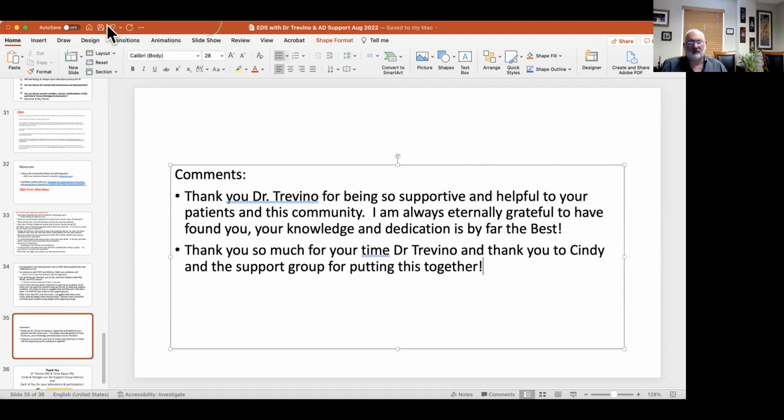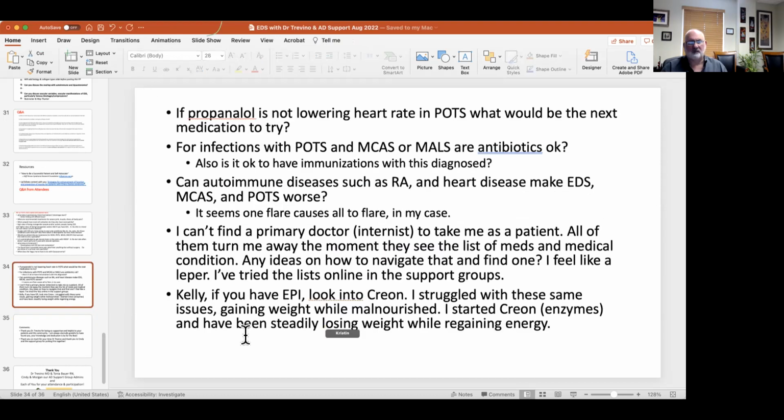I think there's one more slide of questions, Lahona. There we go. If propranolol is not lowering heart rate in POTS, what could be the next medication to try? So midodrine slows your heart rate, Mestinon slows your heart rate, Corlanor or ivabradine slows your heart rate. Some people will try digoxin to slow the heart rate. So there's a lot of medications that slow your heart rate.